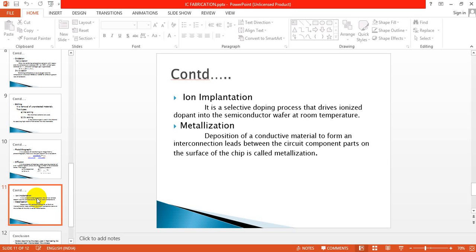Deposition of a conducting material to form interconnection leads between the circuit component parts on the surface of the chip is called metallization. Due to various advantages, aluminum is most commonly used for the various metallization processes. And then, after all these steps, finally, the wafer is tested and packed.